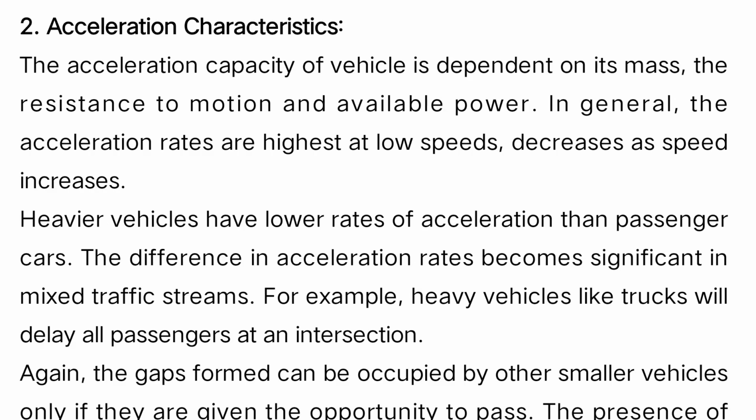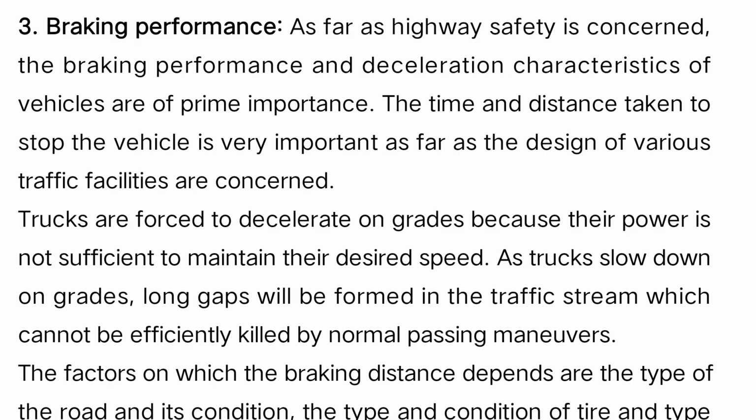Then acceleration characteristics. The acceleration capacity of a vehicle depends on its mass, the resistance to motion, and available power. In general, the acceleration rates are highest at low speeds and decrease as speed increases. Heavier vehicles have lower rates of acceleration than passenger cars. Heavy vehicles like trucks will delay all passengers at an intersection.